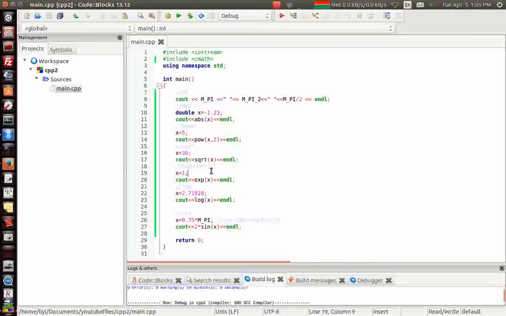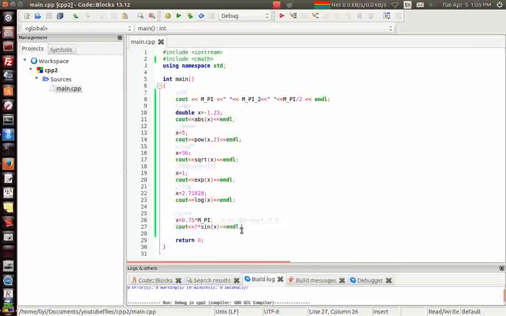And the inverse function of this is the log, which is log x with the base e. Then if you have a number that is approximately equal to e, you can get log x approximately equal to 1. So the last one is the sine function.